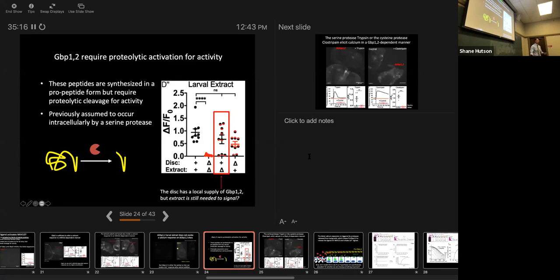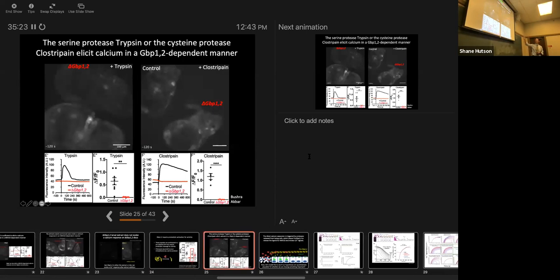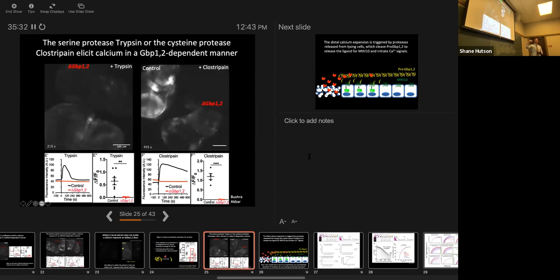You lyse open a cell, you're going to release a lot of proteases. Right? And so we went through and tested this. We took trypsin as just one example, or clostripain as another class of proteases. And if we added either one of those onto wing discs, the ones where the wing disc itself had the GBPs lit up, the ones where the wing disc didn't have the GBPs didn't light up.